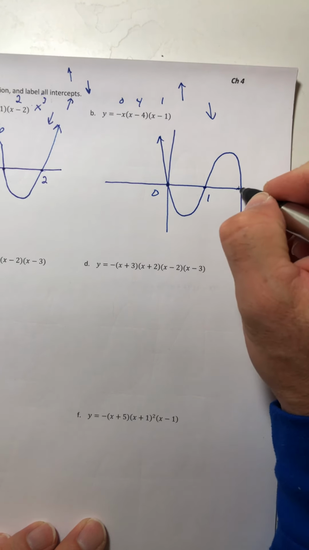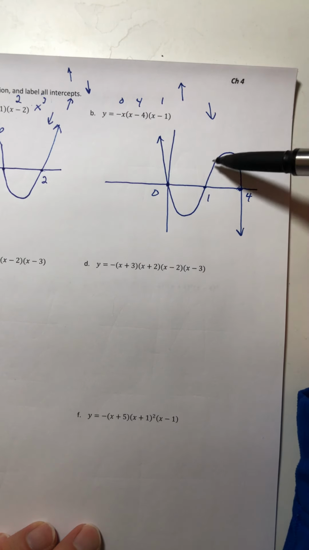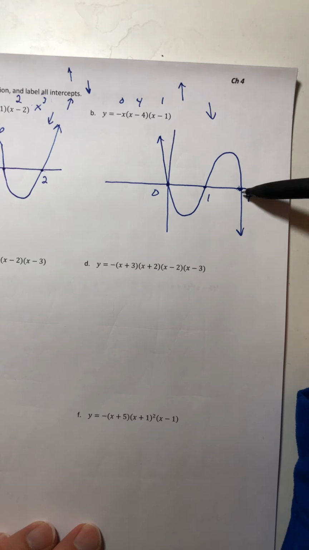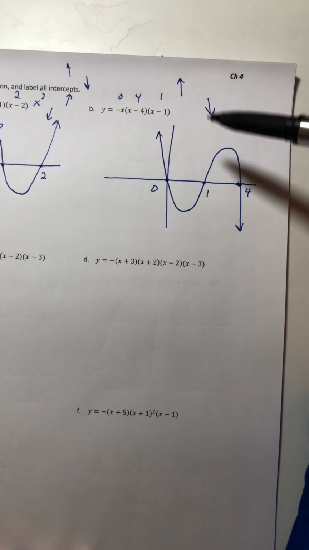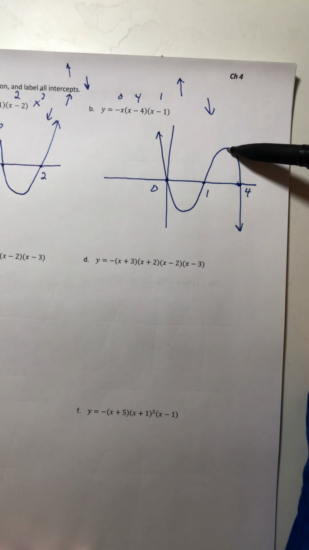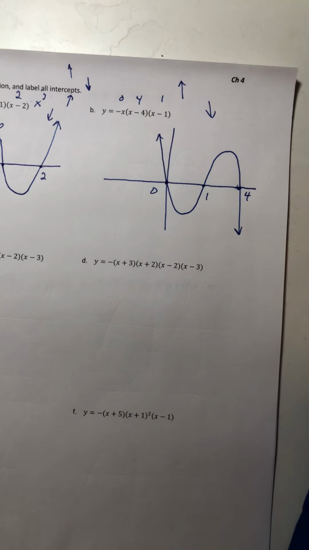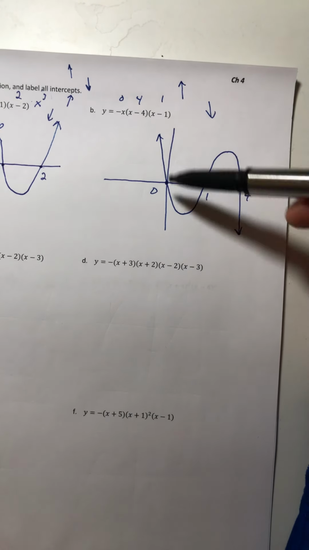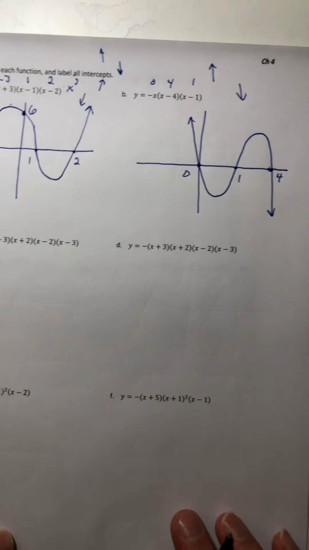Then just label up your intercepts. Again, as long as you have the right shape and the right intercepts, that's all I'm looking for. When you get to calculus, they'll be concerned about other points, like you'll actually be able to find this point and get a more accurate graph, but for now they're just sketches with intercepts. That's all we're doing.